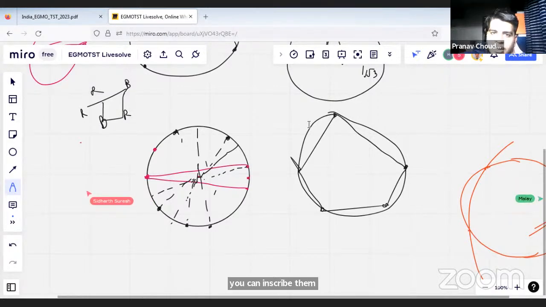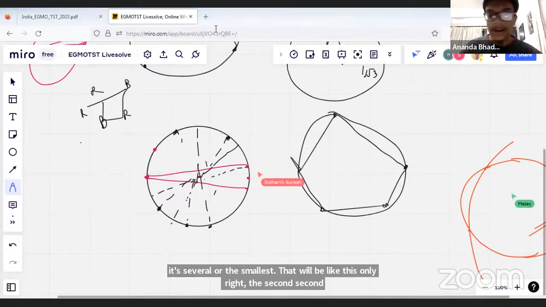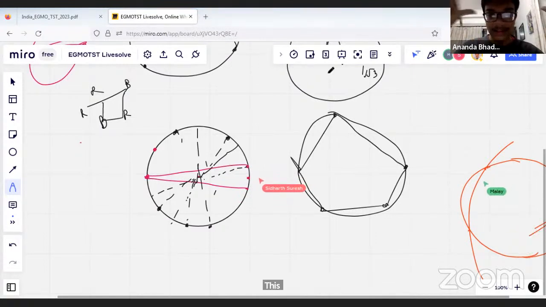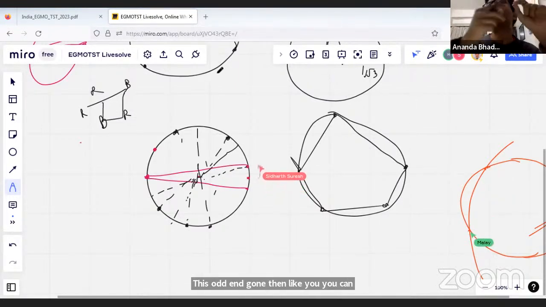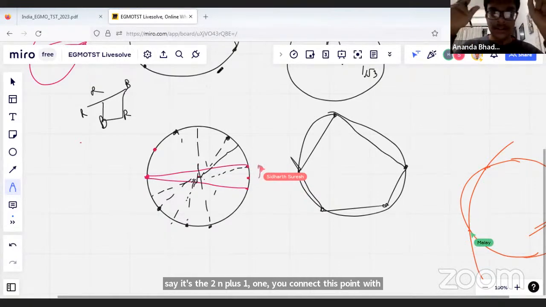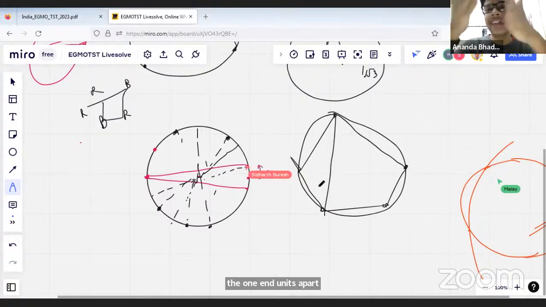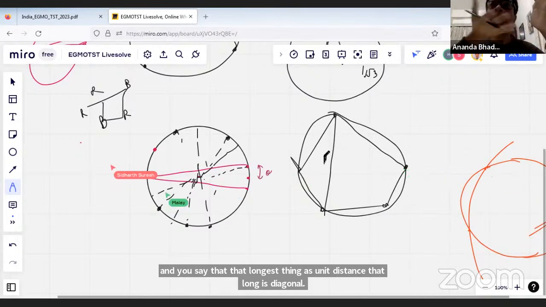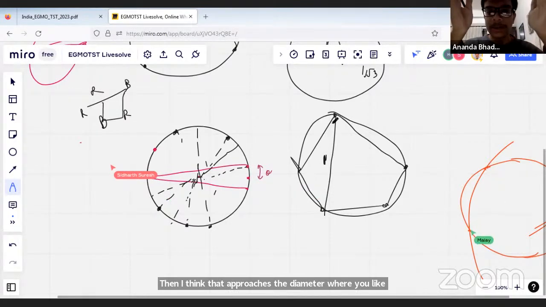Since it's regular, the smallest circle will be like this only, right? Yeah, but if you take a very large regular odd n-gon, say it's a 2n+1 gon, you connect this point with the one n units apart. And you say that longest diagonal is unit distance, then I think that approaches the diameter, and the radius of the circle approaches 1.